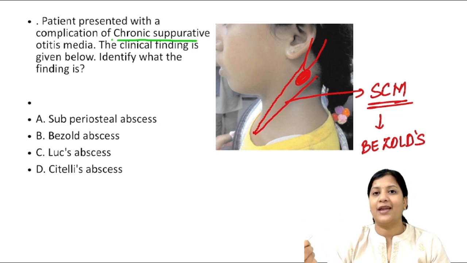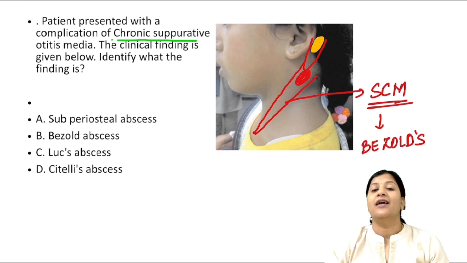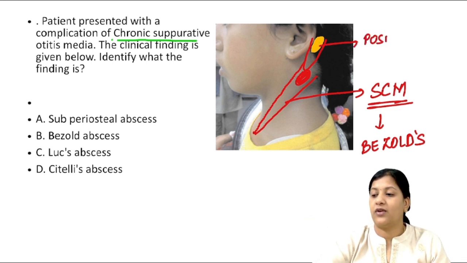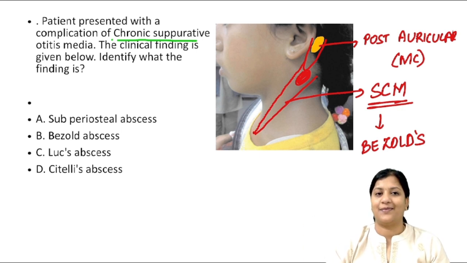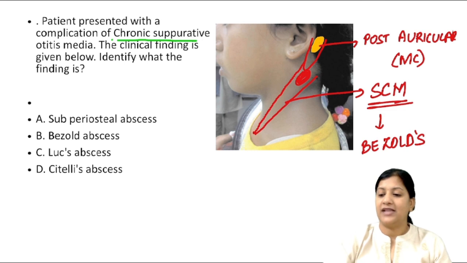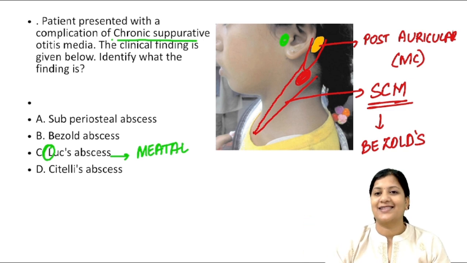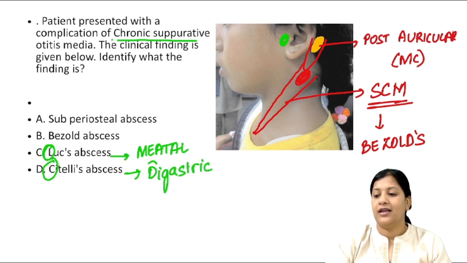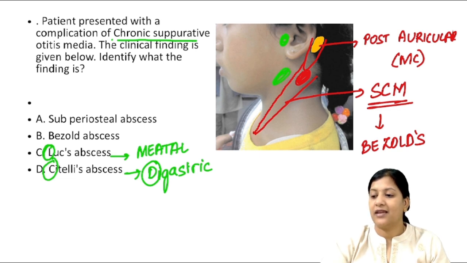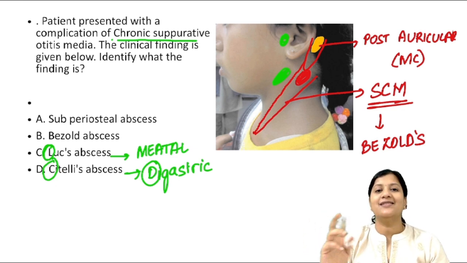Which is the most common type of abscess? Post-auricular abscess. So the pus breaks through the mastoid and lies behind the pinna. That is the most common, your post-auricular abscess. What is Lux abscess and Citelli's abscess? Very easy to remember. The alphabet that comes after L is M. So meatal abscess, if there is an abscess in the external auditory meatus, we call it Lux abscess. C is followed by D. So digastric abscess is your Citelli's abscess. If you have pus near the posterior belly of digastric, you call it Citelli's abscess. So L, M: Lux is meatal, Citelli's is digastric.